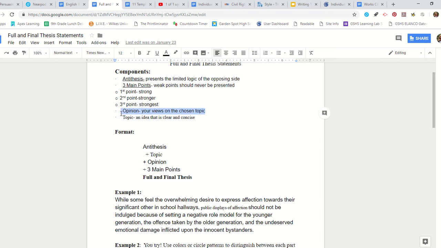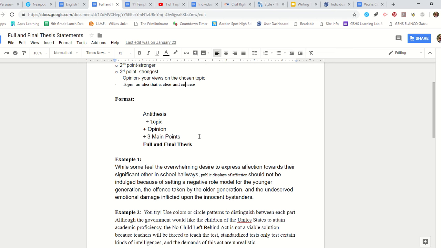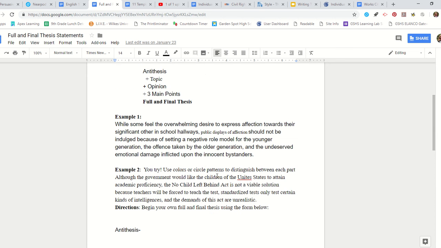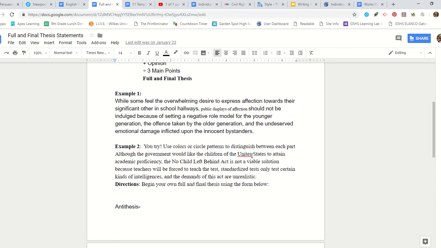So in English class, that's normally the literary work or your chosen topic, then your opinion or your argument about that topic, and your 3 points going from strong to stronger to strongest, which correspond with your body paragraphs, and they are the main idea of how you're going to prove your opinion about your topic. So all together is your full and final thesis. So for example, let's look at example 2.